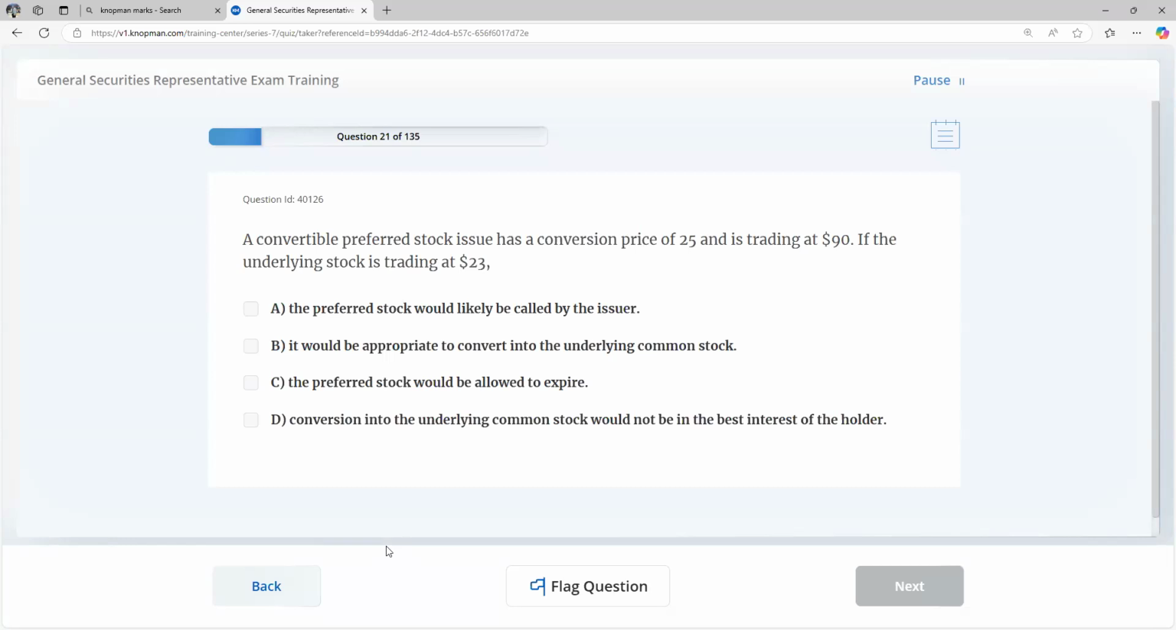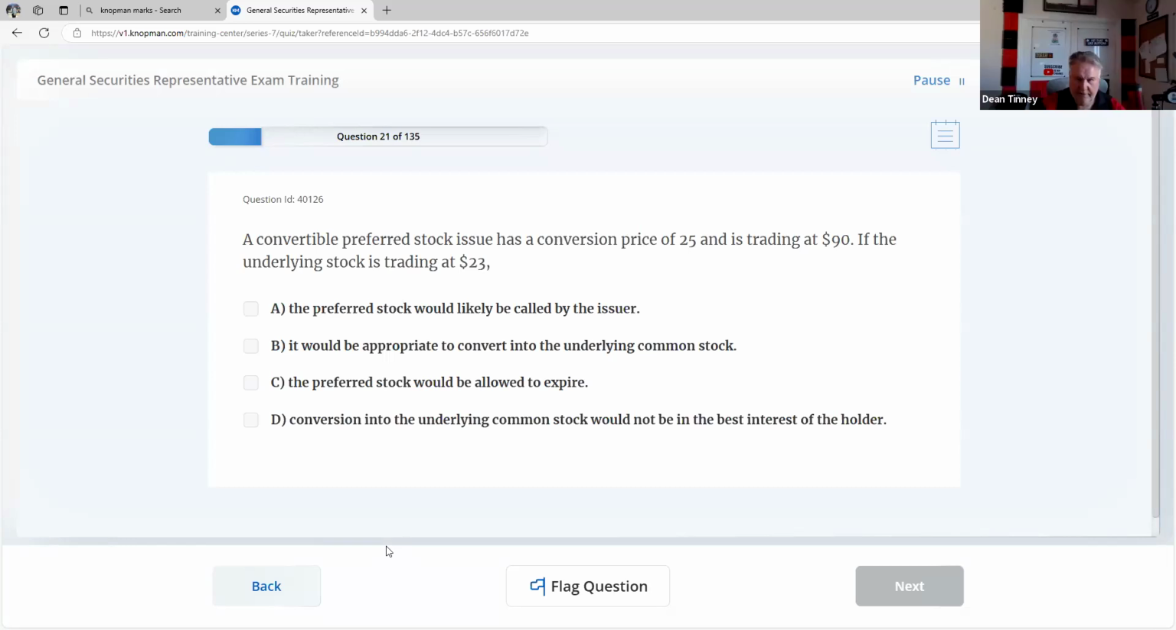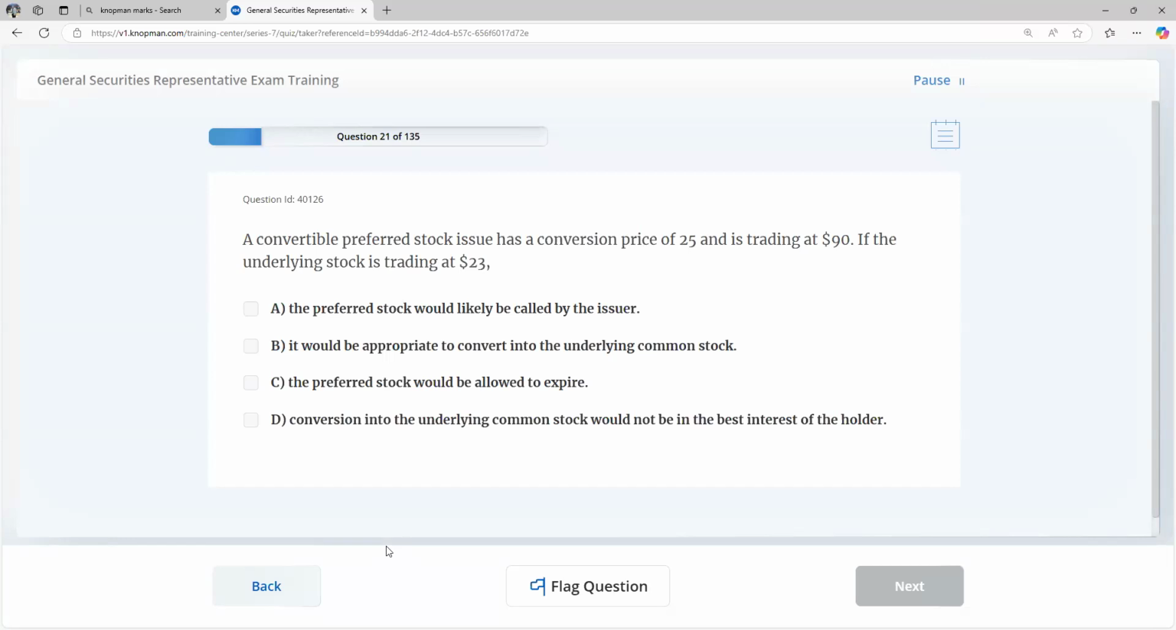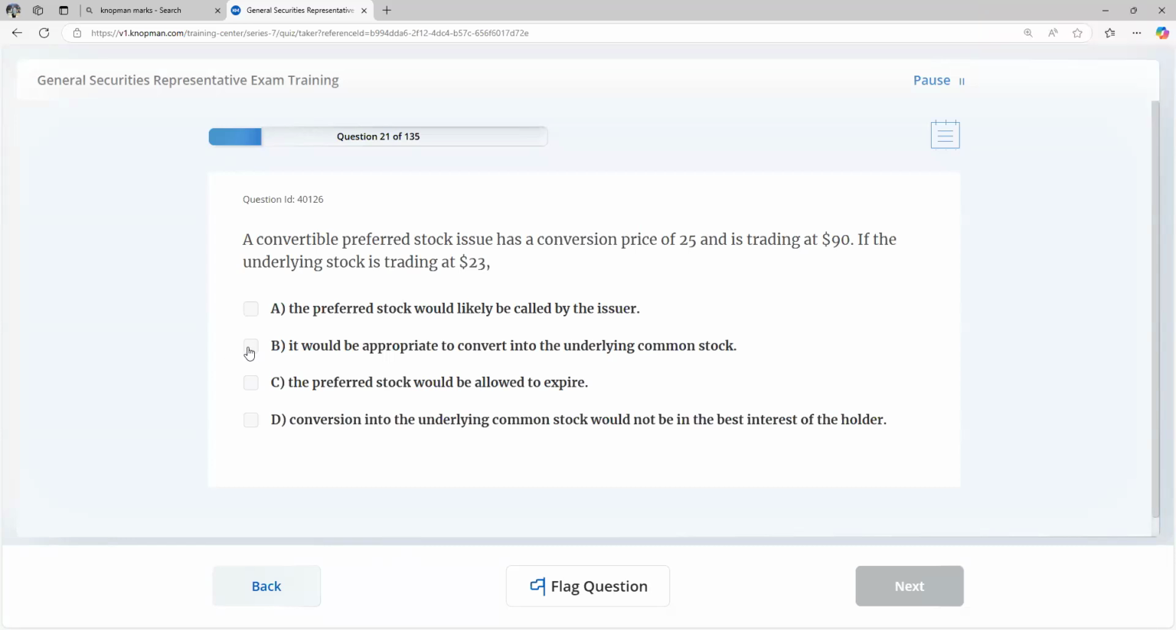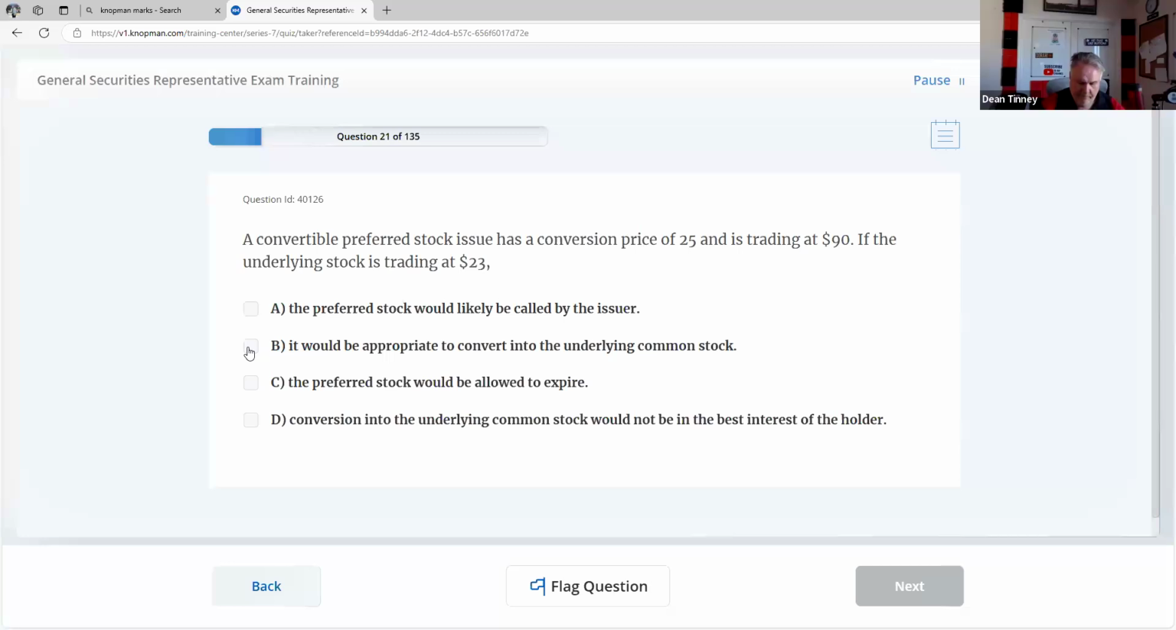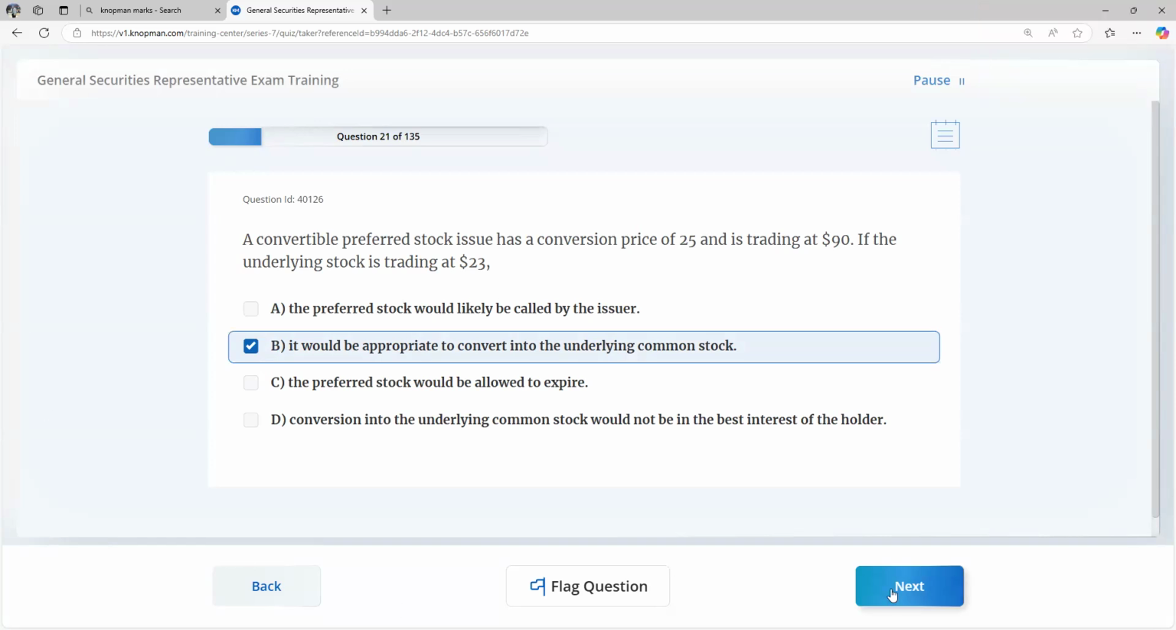So I still need to find the conversion ratio, right? Yeah, I think that's what I would do. I would take the price, so we can get 40 shares, and multiply it by the 23. So that's 920. I feel like it'd be appropriate to convert it. Yeah, it looks like there's an arbitrage opportunity, right? It's trading at 90 and we can get 4 shares. That means we would be able to get the stock at 22.50 and it says the stock's at 23. Arbitrage opportunity. So I think it's B. Yeah, I think you're right.